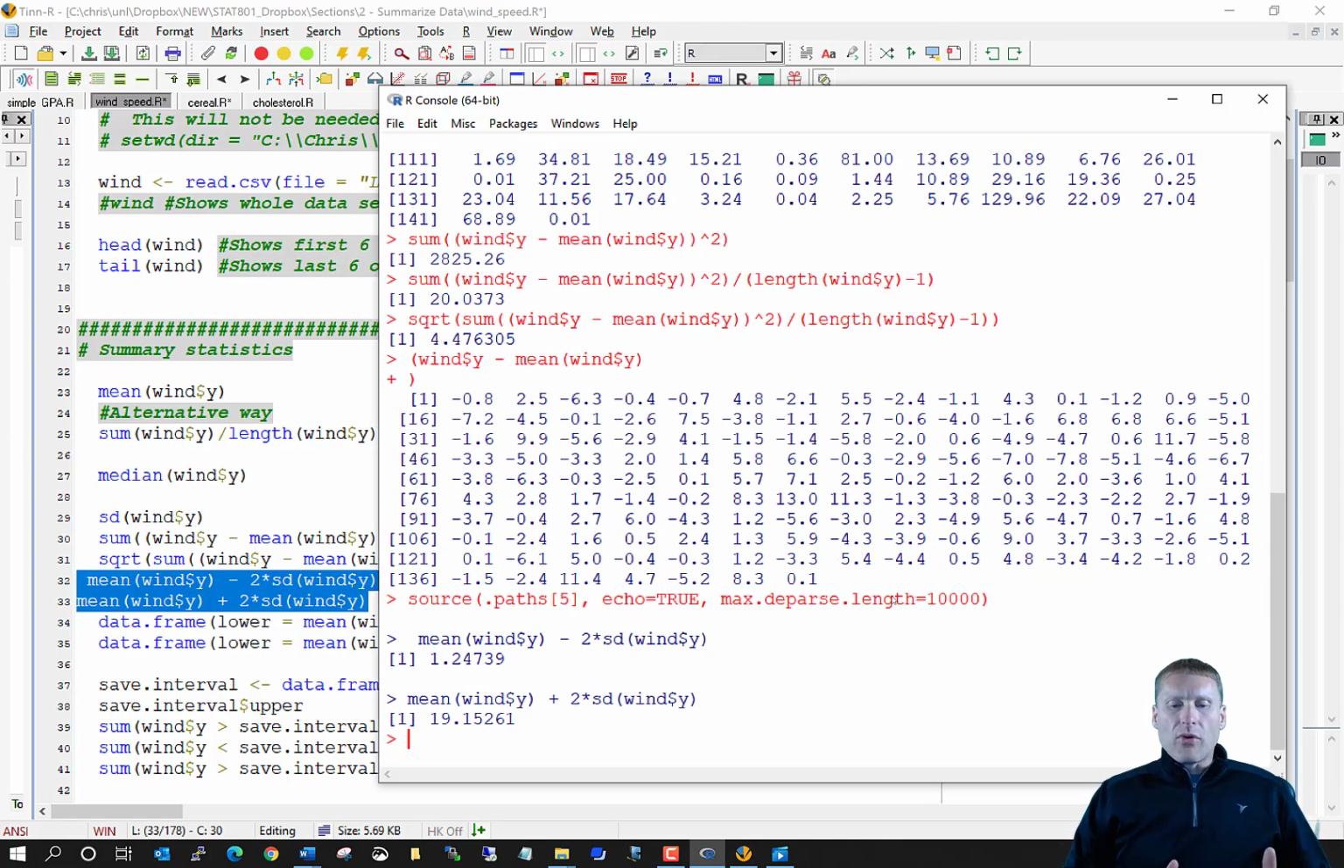And so I get 1.24 to 19.15. Excuse me. So what that tells us is that pretty much all the data values in our data set should be between these two numbers. And we'll look at shortly if that actually does occur.